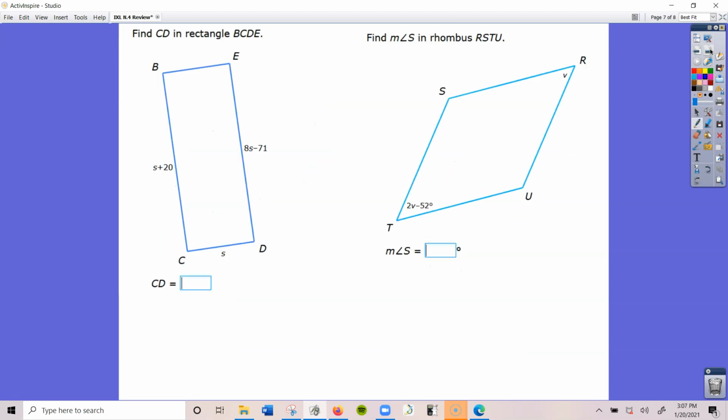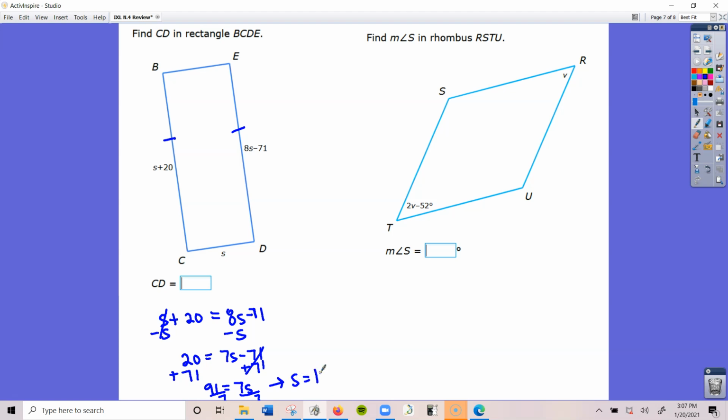So, another one. Again, same thing here. These here are congruent, so we make them equal to each other. s plus 20 is equal to 8s minus 71. So we're going to combine all of the s's. I'm going to subtract this s over here. So 20 is equal to 7s minus 71. Let's add the 71 over. So 91 is equal to 7s. Divide by 7. So s is equal to 13.